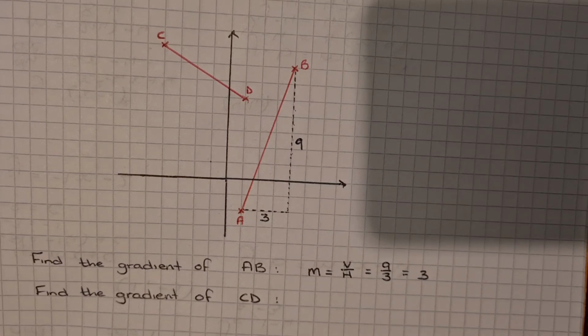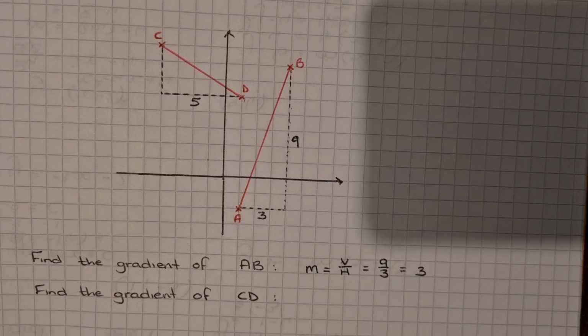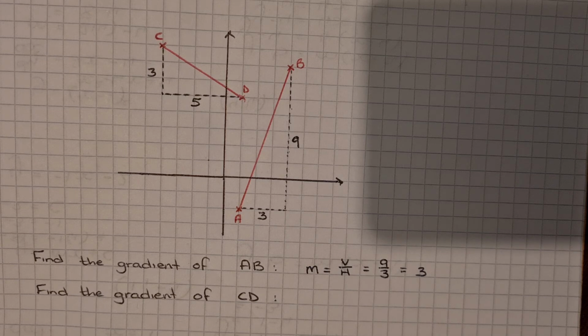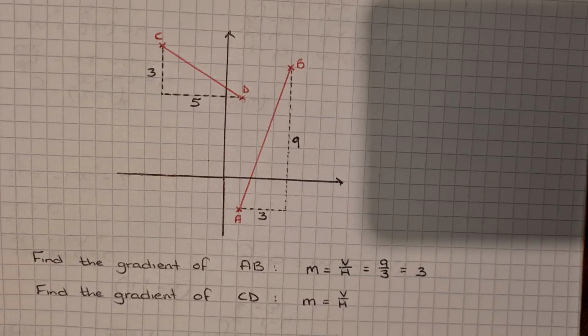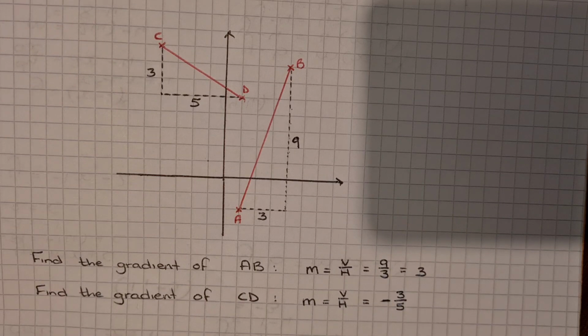We make a right angle triangle, count your horizontal distance, which is 5, count your vertical distance, which is 3, but because it's sloping downwards, our fraction is going to be negative. So vertical over horizontal, 3 over 5, but it's got to be negative because it's sloping down the way. So it's negative 3 over 5 is the gradient of the line between CD.